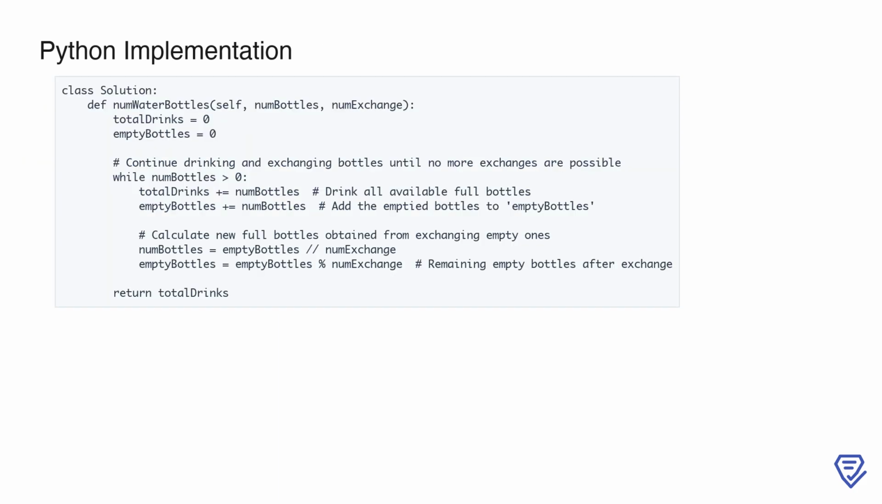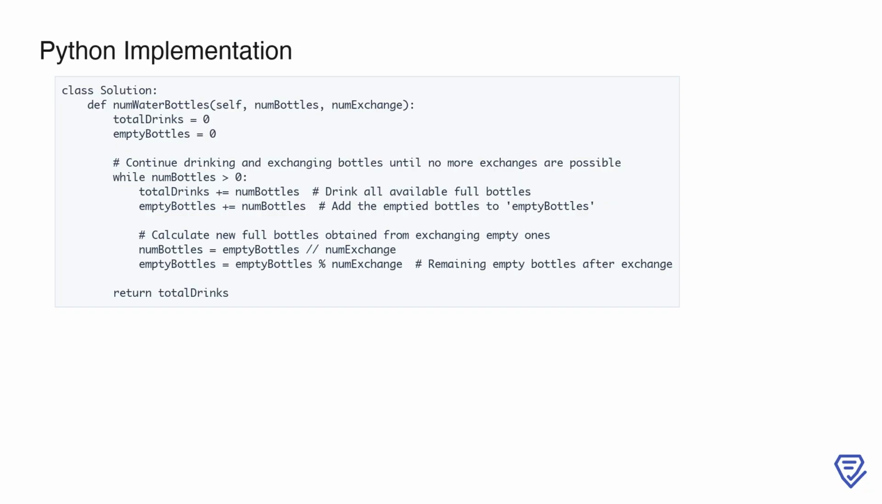This solution aims to calculate the maximum number of drinks you can consume by drinking water bottles and exchanging the empty ones for new full bottles. Here's how the code works. 1. Initialization. The function starts by initializing total drinks to 0, to track the total drinks consumed, and empty bottles to 0, to track the number of empty bottles available for exchange.